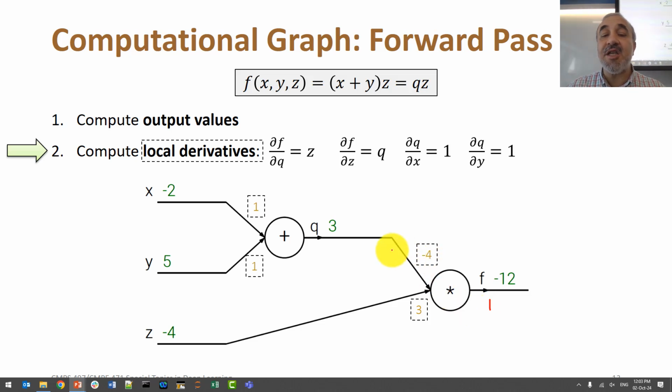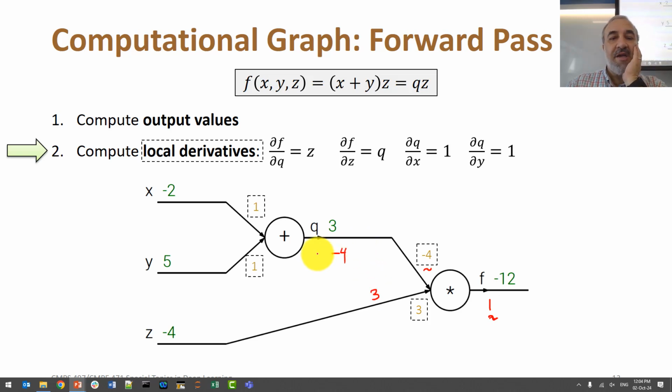Now, we computed df by df, which is 1. What is df by dq? df by dq is this value times this value by the chain rule. So it is minus 4. Right? So that's minus 4. How about df by dz? It's this value, which is the derivative up to the output of that gate, times the local derivative. So 1 times 3, which is 3. Why are we doing that? Because of the chain rule.